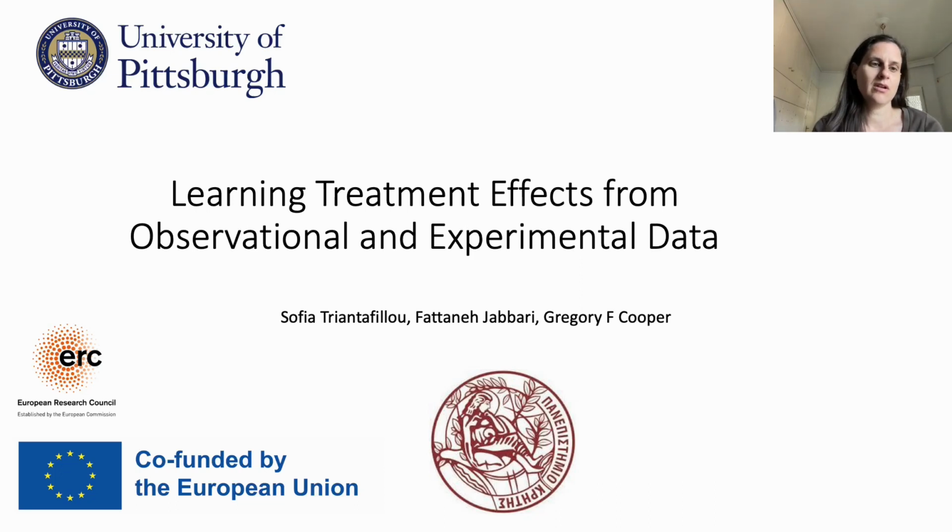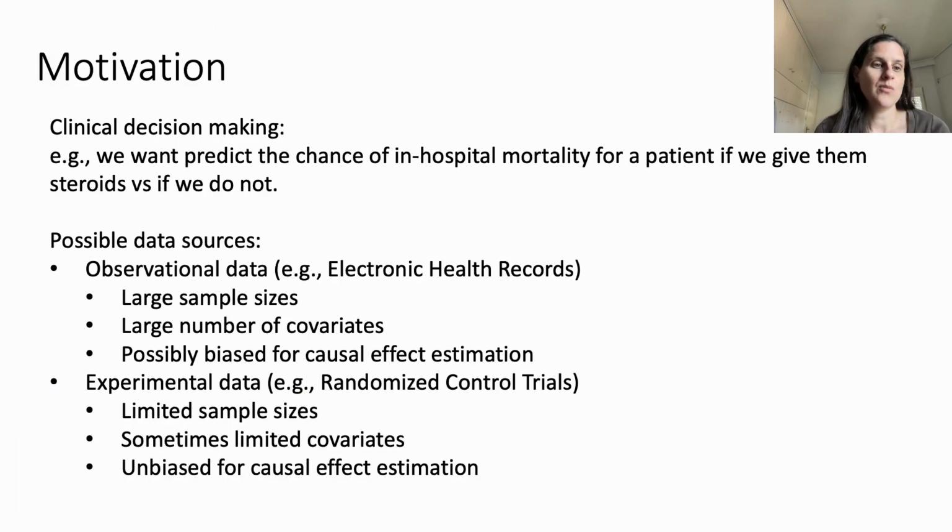Our work, called Learning Treatment Effects from Observational and Experimental Data, tries to predict post-intervention outcomes using observational and experimental data. Our motivation comes from clinical decision making, where we often want to use all the data we have available to predict the post-intervention outcomes of our patients and make our decision based on these probabilities of post-interventional outcomes. So, for example, we may want to predict the chance of in-hospital mortality for a patient if we give them steroids versus if we don't give them steroids.